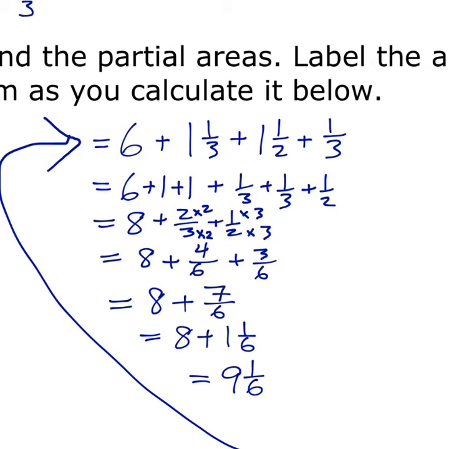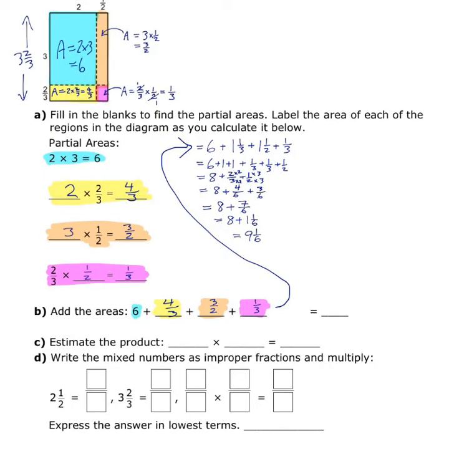And so now we can zoom back out again, get the full picture here. And so this is our final answer, which you can also copy down into this spot right here. 9 and 1/6 is our final answer. There we go. There's a nice neat box.